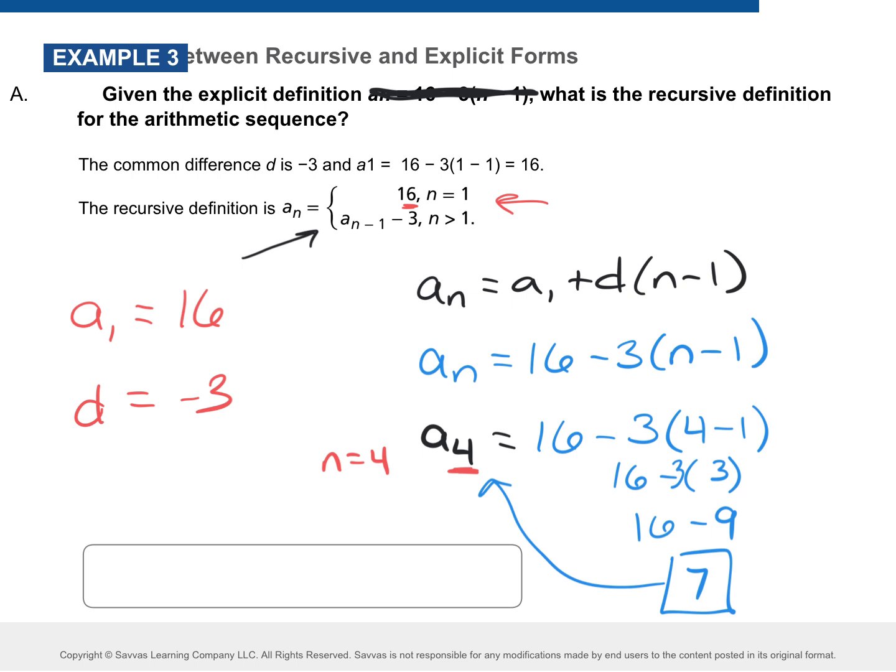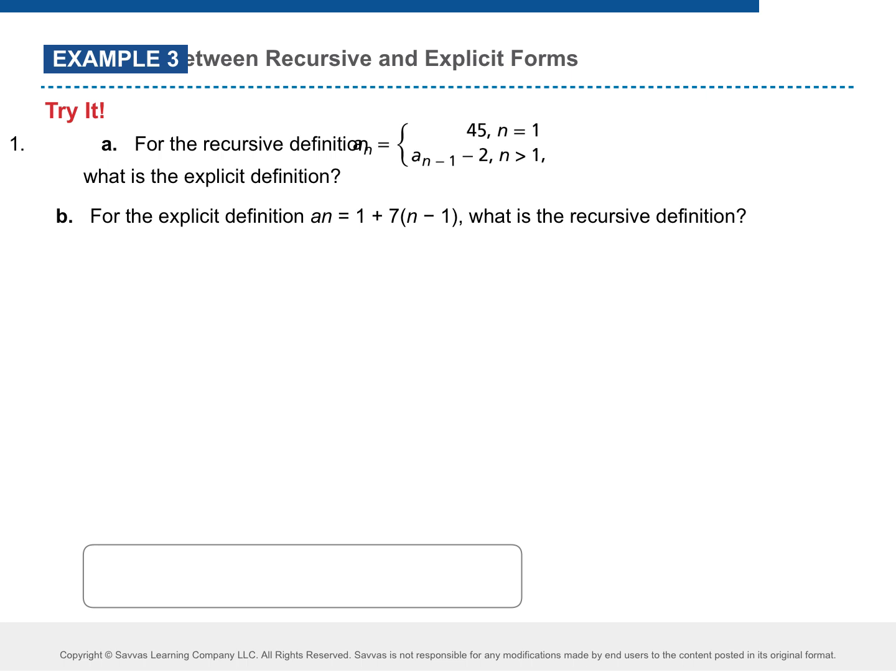So that's what the explicit definition is used for, to find other terms in the sequence. I could ask you to find the 176th term, and you could figure it out, because where would you plug in 176? Where the N is, right? Yep. So this value right here is just telling you what number in the sequence you're looking for. Okay? One more example here.